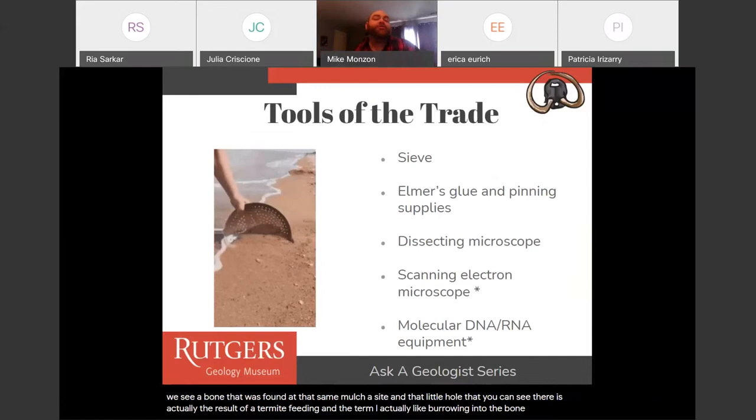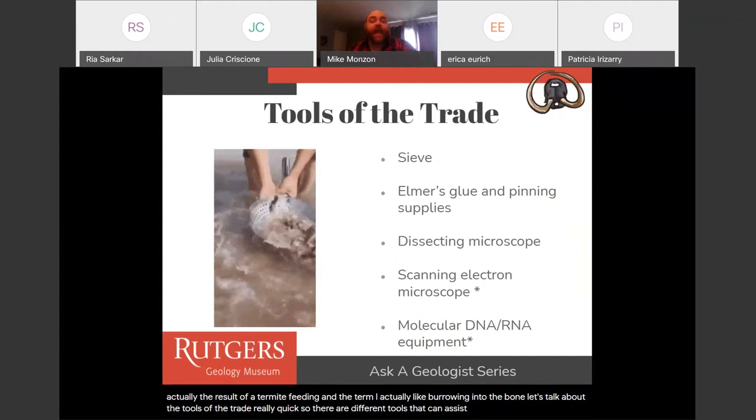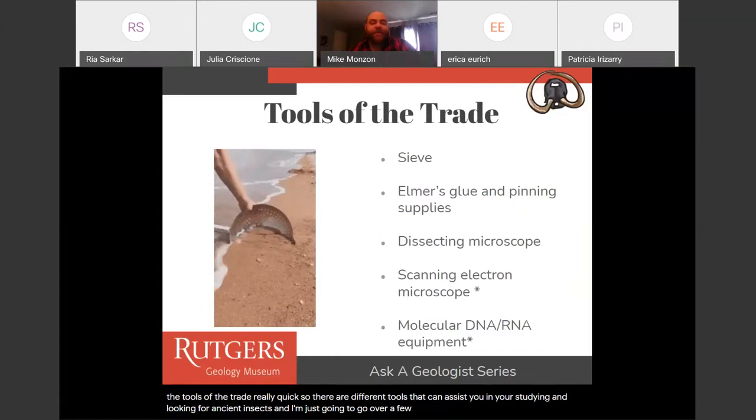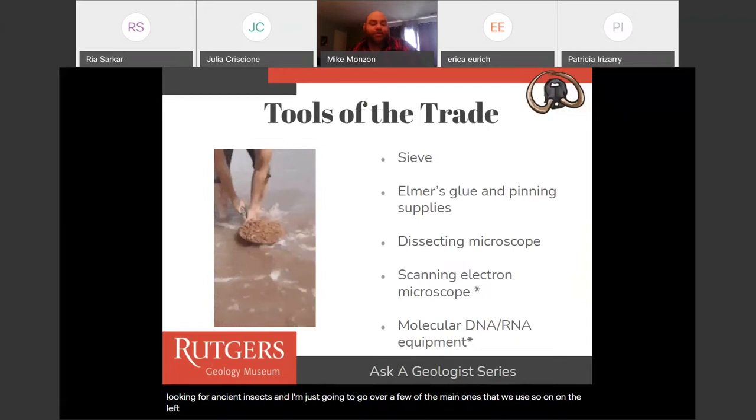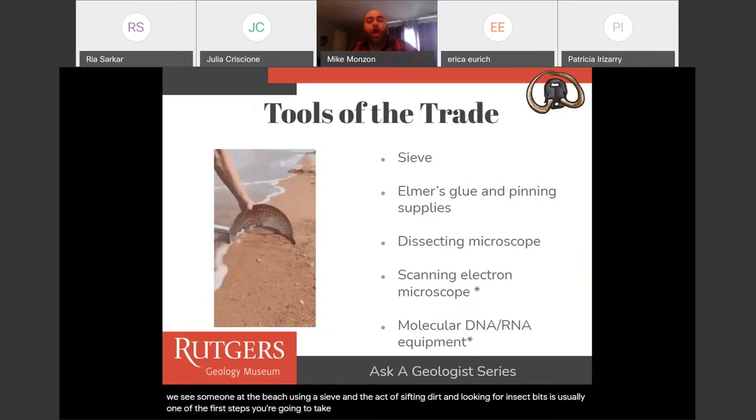Let's talk about the tools of the trade really quick. There are different tools that can assist you when you're studying and looking for ancient insects. I'm just going to go over a few of the main ones that we use. On the left, we see someone at the beach using a sieve. The act of sifting dirt and looking for insect bits is usually one of the first steps you're going to take when you are looking for ancient insects in your archaeological site.